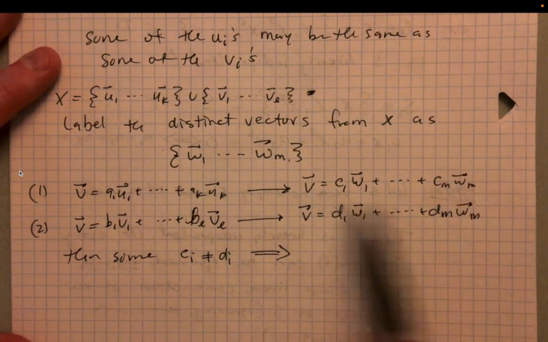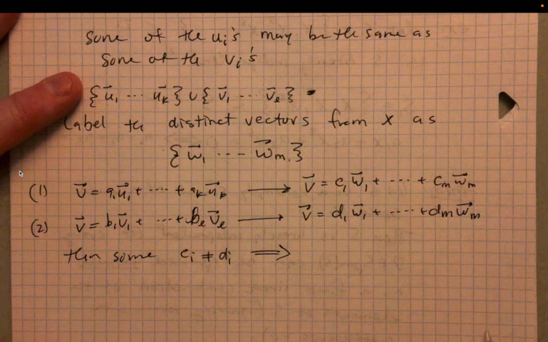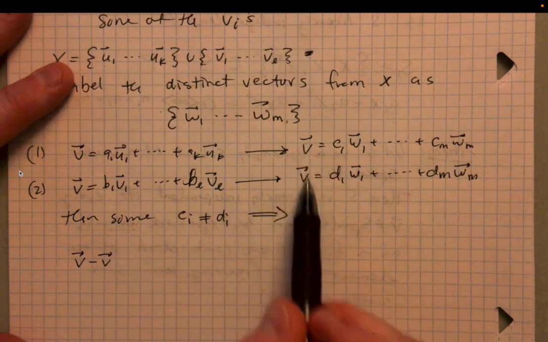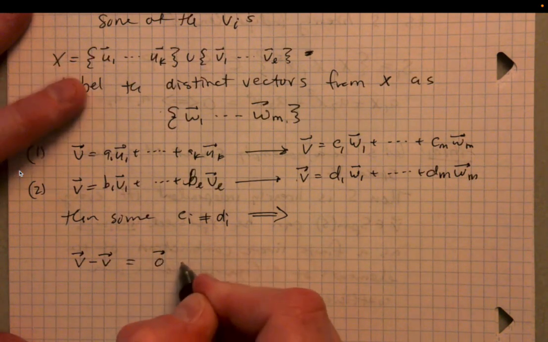So I've got these two linear combinations. They all have the same number of terms. So let's subtract one from the other, right? So I'll take v minus v. If I subtract those two, I know those are the same vector over here. That's equal to the 0 vector, right?